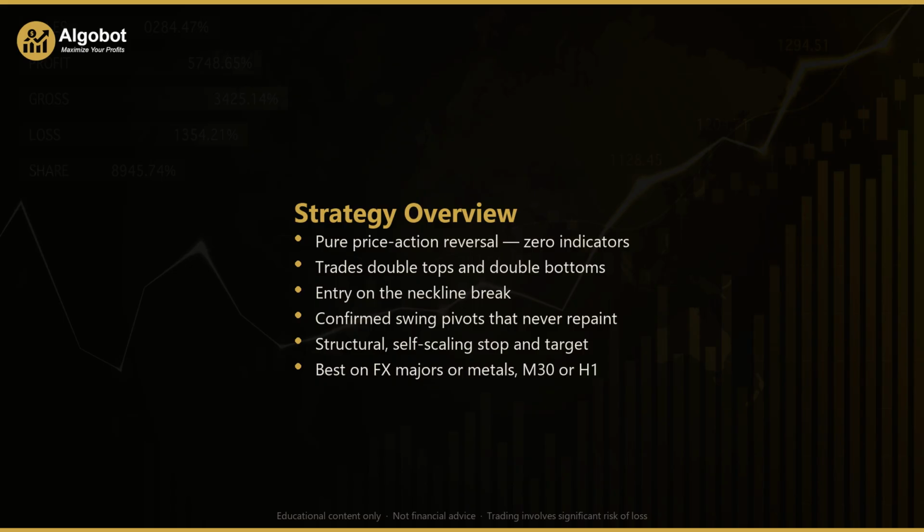The trigger is the neckline break. For a long, the strategy waits for a candle to close decisively above the neckline of a double bottom. For a short, it waits for a close below the neckline of a double top. That break is the moment the trapped side is forced to cover.